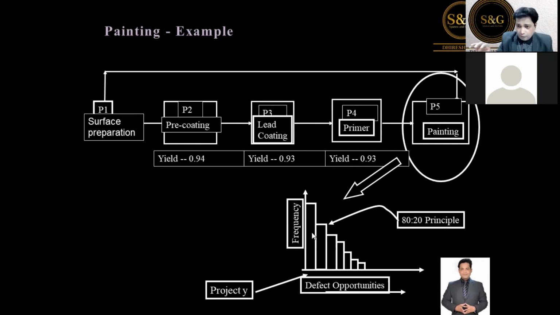We find out, we map the process at L1 level, then we find out the throughput yield of each and every process, and the rolled throughput yield is also calculated. The lowest throughput yield process is taken, we go deep into it, collect the data, and do Pareto analysis. After Pareto analysis is done, we identify the projects.